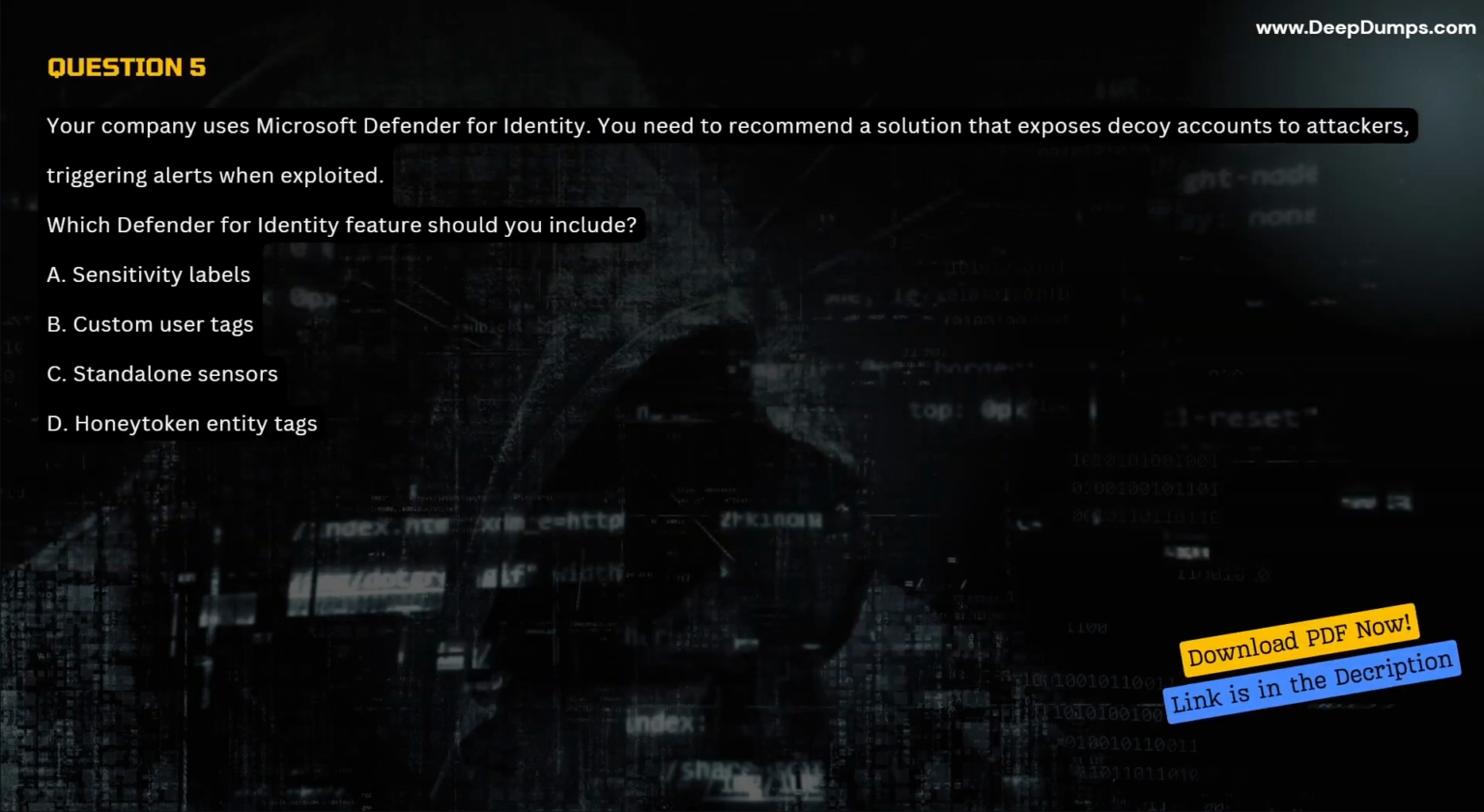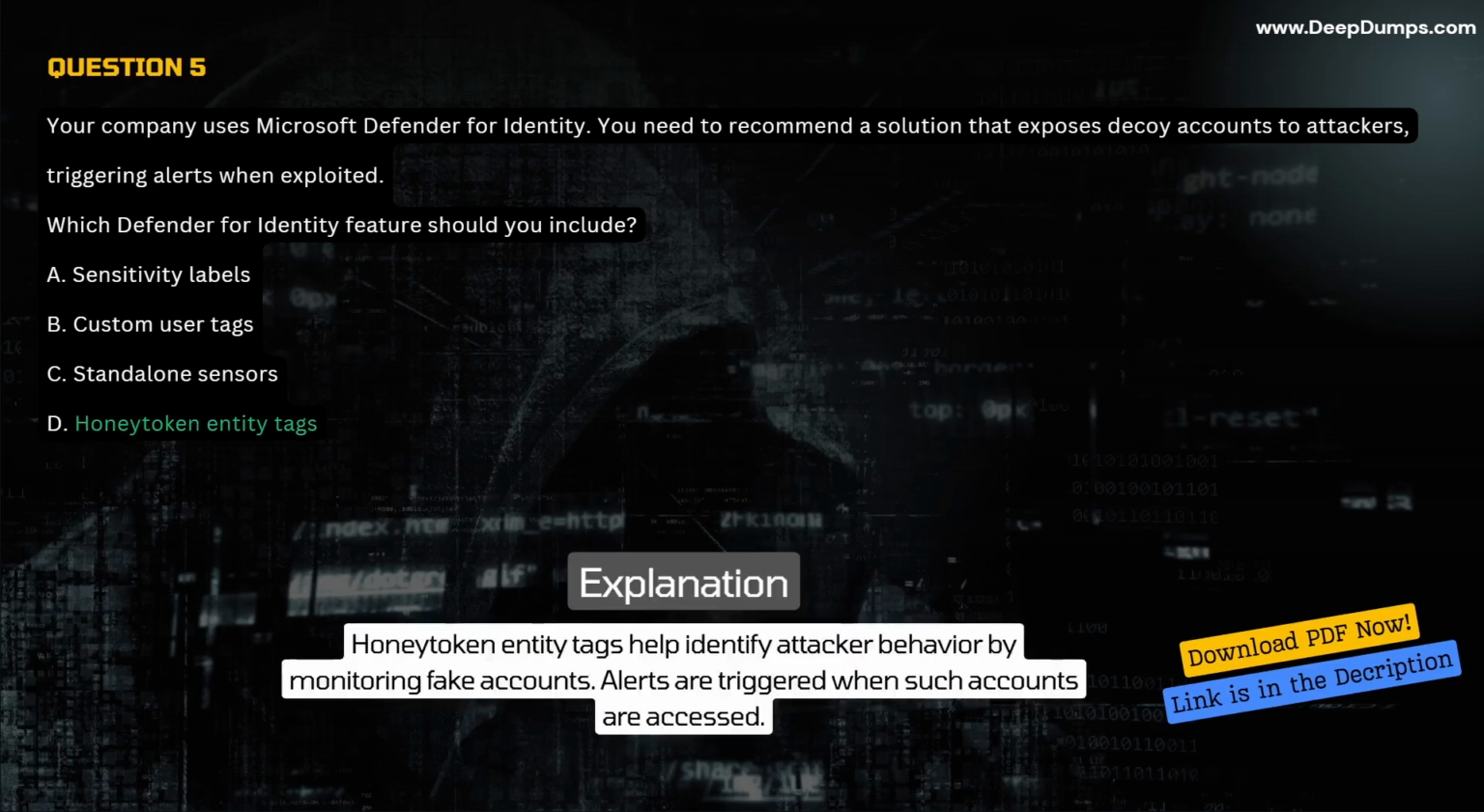Question 5. Your company uses Microsoft Defender for Identity. You need to recommend a solution that exposes decoy accounts to attackers, triggering alerts when exploited. Which Defender for Identity feature should you include? A. Sensitivity labels. B. Custom user tags. C. Standalone sensors. D. Honey token entity tags. Correct answer D. Honey token entity tags. Explanation: Honey token entity tags help identify attacker behavior by monitoring fake accounts. Alerts are triggered when such accounts are accessed.